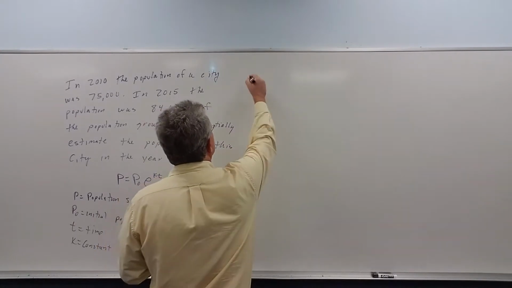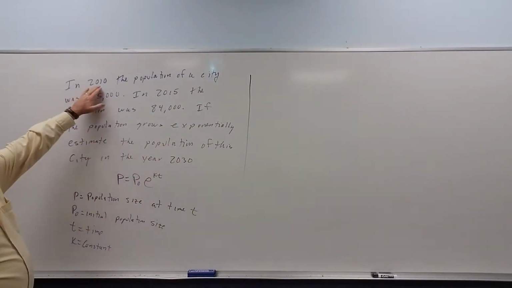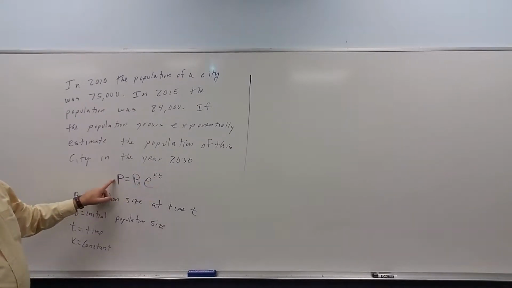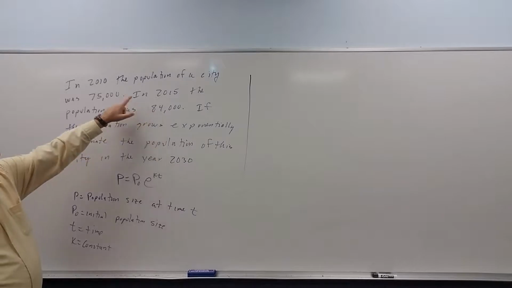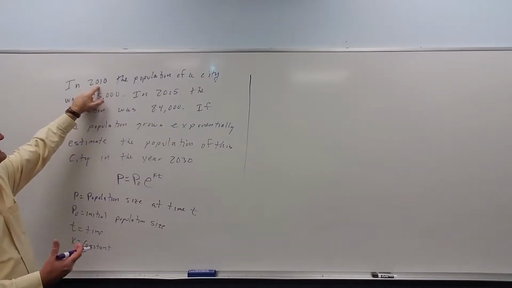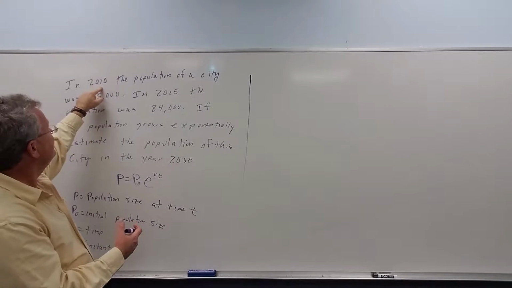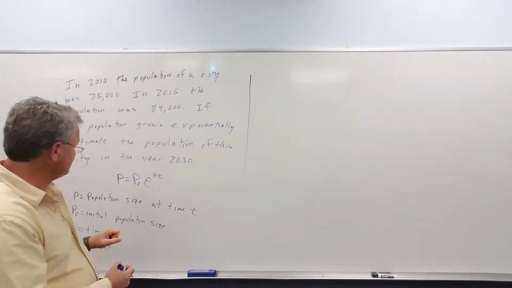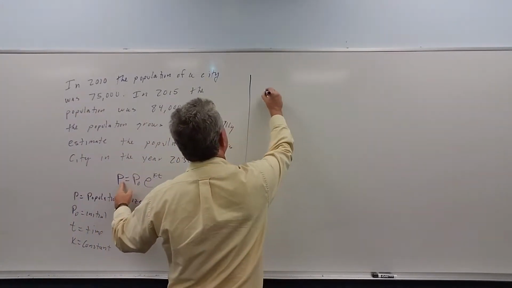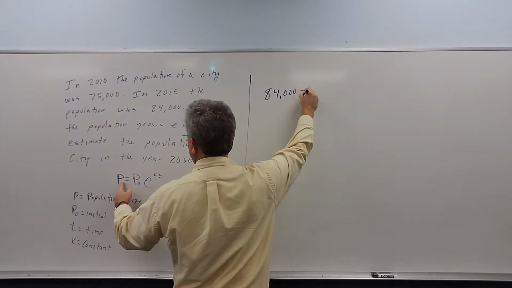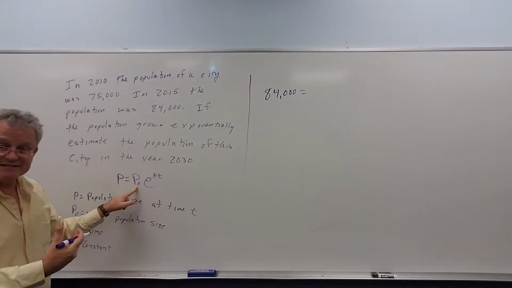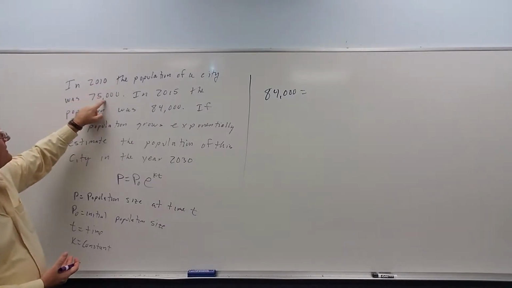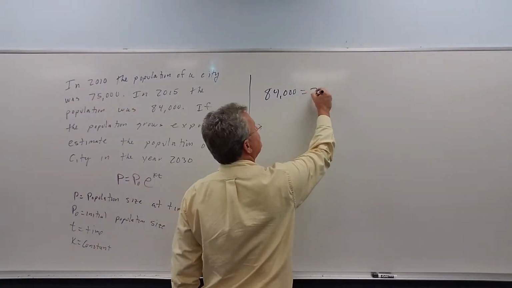So we plug everything in. This is the beginning. 5 years later, when the time is 5, the population size is 84,000. So we think of this as the beginning, time 0. Then 5 years later, the population is 84,000, so P is 84,000. P naught is the beginning population size. At the beginning, which is 2010, the population size is 75,000.